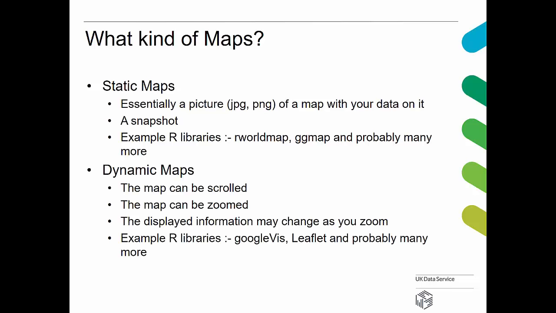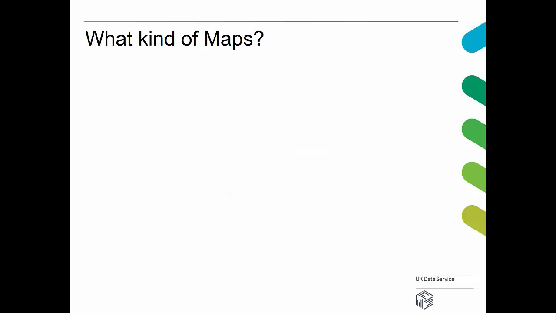The alternative is a dynamic map. This map can typically be scrolled and zoomed, so you can move it around the screen, just like you tend to do when you're looking at Google type maps. In fact, Google Maps will work as well. And the information that you display on these maps can also be changed depending on the zoom level and where you are in the map. Example R libraries for this are Google Viz, which we'll be seeing later on, and Leaflet, which we will be seeing later on. But again, there are many more to choose from, and which one you choose will depend on your preferences and knowledge of the particular packages.